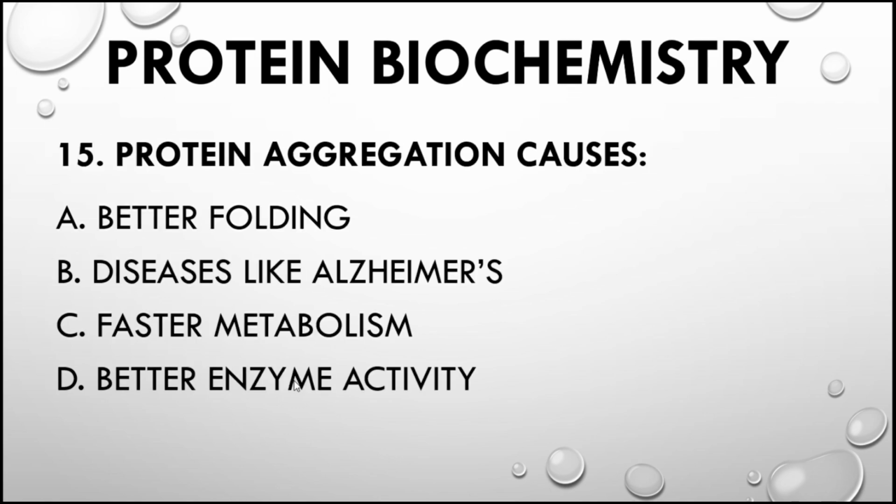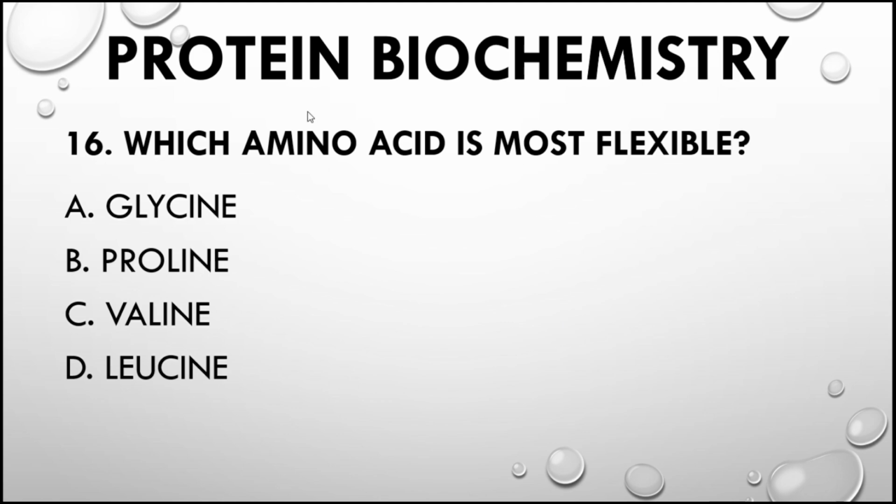Number 15. Protein aggregation causes. You know what I mean by protein aggregation? A. Beta folding, B. Diseases like Alzheimer's, C. Faster metabolism, D. Better enzyme activity. Protein aggregation causes diseases like Alzheimer's.